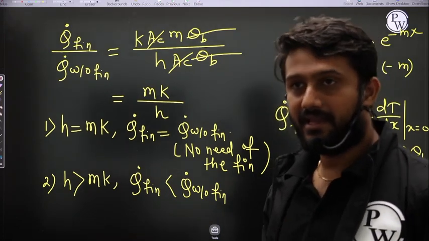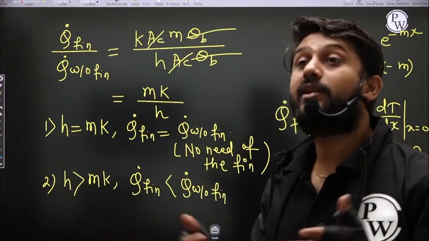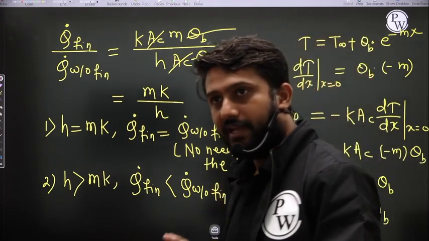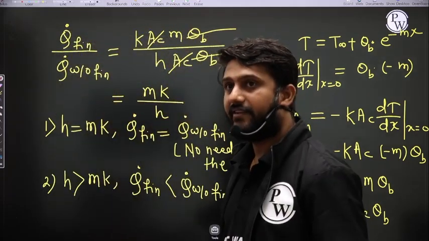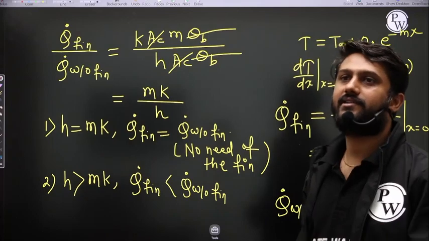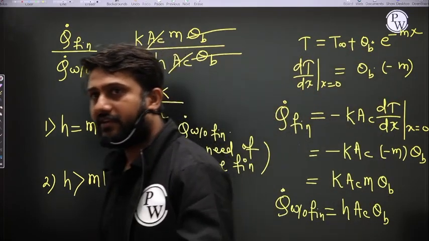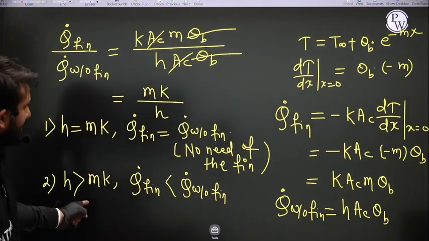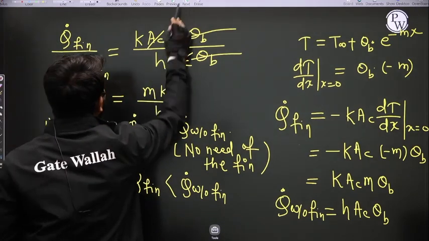But if you are providing the fin when H is greater than mk, the rate of heat transfer decreases. In this case, the fin material itself acts like an insulating material. That's why, if you're providing the fin in this case, the rate of heat transfer decreases. Okay. Now, case number 3.